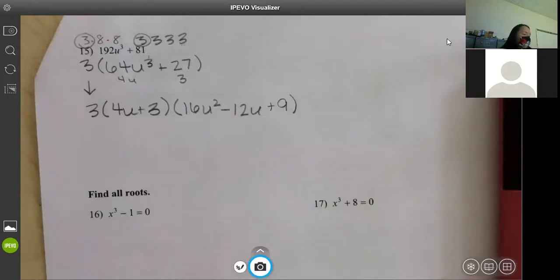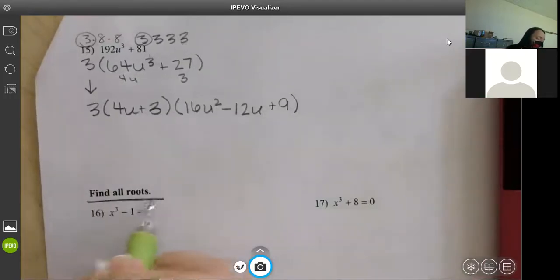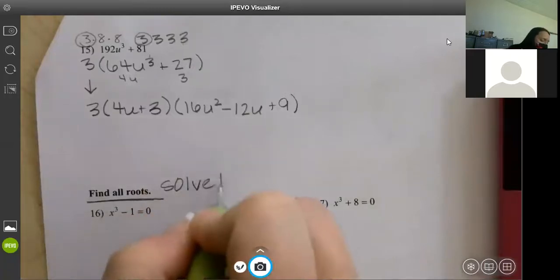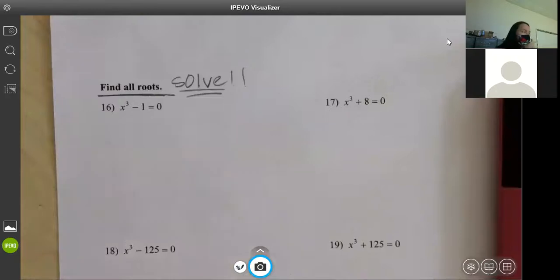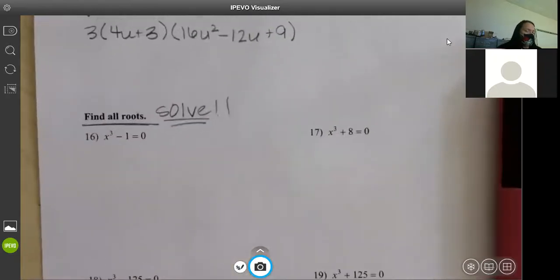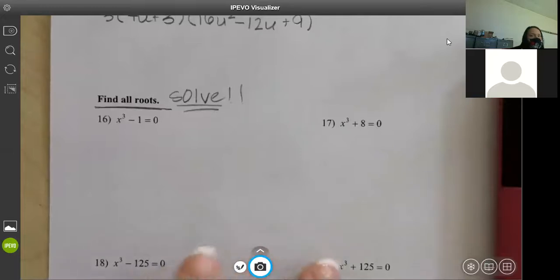All right. So the next one is exactly the same thing. We're just finding the roots. That means solve it. Make sure you solve it. So we're going to take the cube root of each, and I showed you a little cheater method, like 18 and 19 that are pretty much the same, just opposite signs, so you can work without having to do the same problem over and over again. So if you can remember that, that's fine. Otherwise, I'm about to show you.